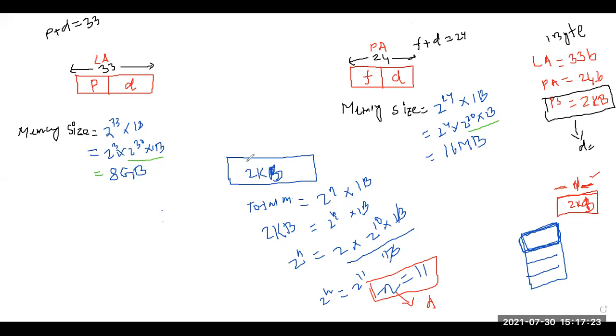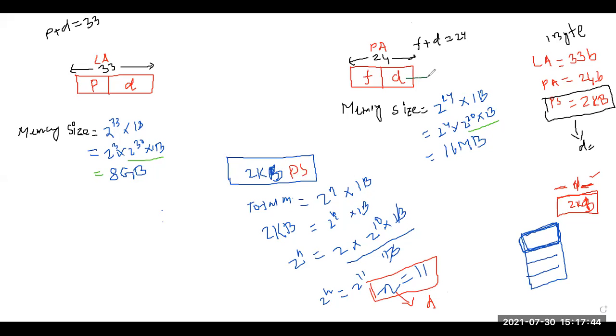Why is it d? Because we are calculating the value of n from the page size. If we calculate n from the page size, it will represent the maximum number of digits used for the offset address. Now what is the value of n? n equals 11.